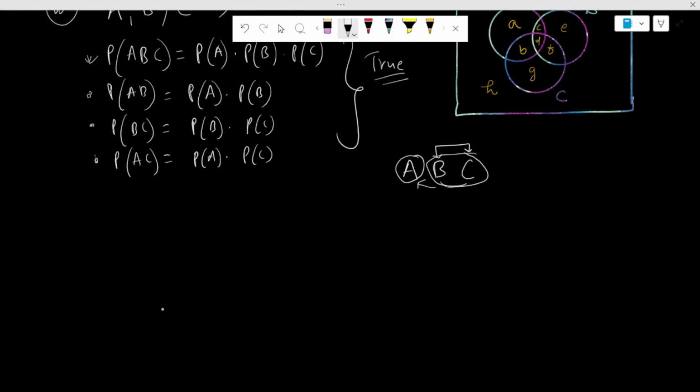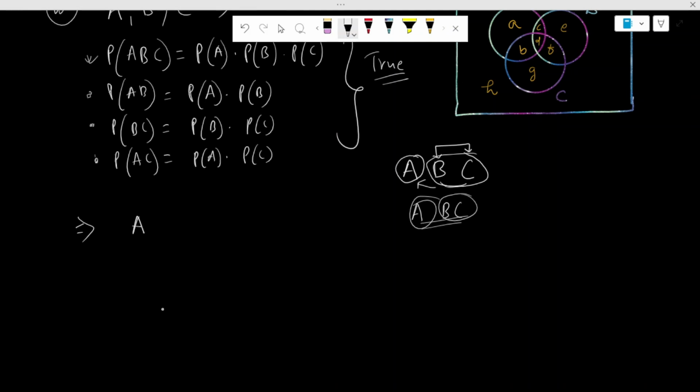In other words, if this relationship or this property holds true, then any event is independent of the composition of the remaining two events. So this is what we want to prove. So we have event A, and let us construct an event out of B and C.